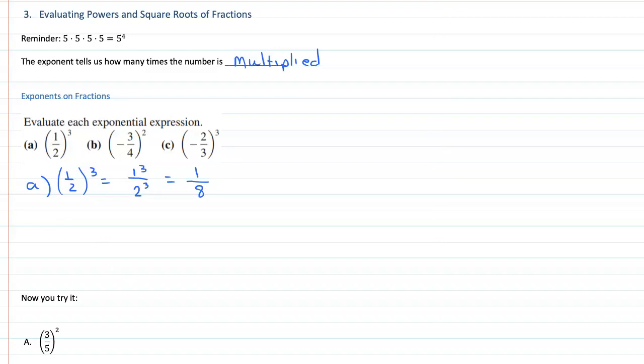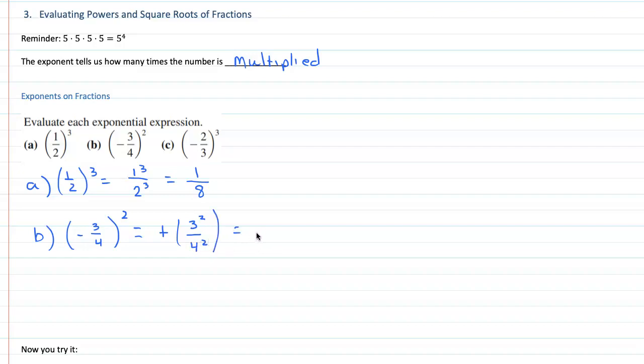All right, so B, we've got -3/4 to the second. Okay, so first let's think about what's going to happen with the sign. I've got negative times negative, because what this means, remember, is -3/4 times -3/4. So when the power is even, it becomes a positive. So this is going to be positive. And then we've got 3 squared on top and 4 squared on the bottom. Okay, and we don't even need the parentheses anymore. I didn't need to put those. So 3 squared is 9, so 3 times 3, and 4 times 4 is 16.